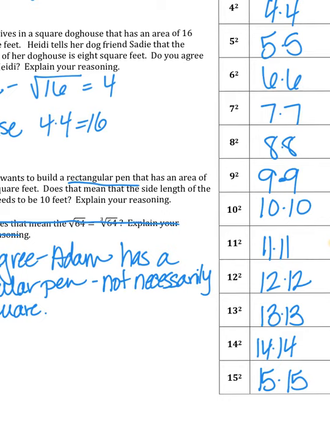And I also disagree with Adam in number 6, because, and you have to read very carefully, this says that he has a rectangular pen, which is not necessarily a square. So he could have a rectangular pen with an area of 100, and it doesn't have to be 10 by 10. It could be 25 by 4. It could be 50 by 2. There could be several different dimensions that would make a rectangle with an area of 100.